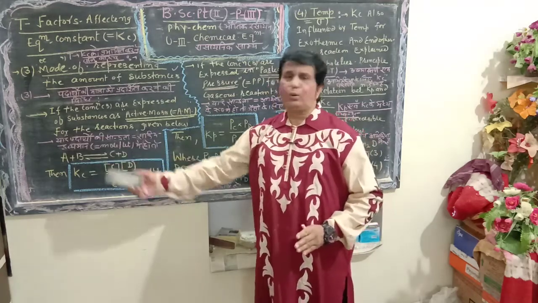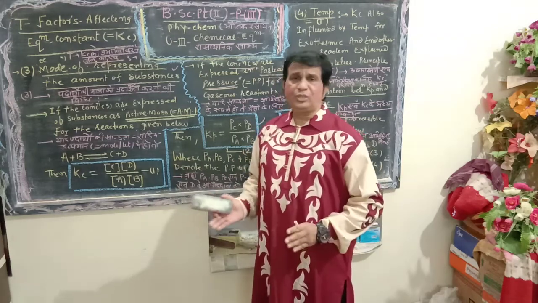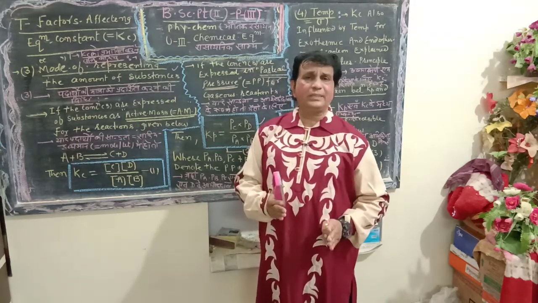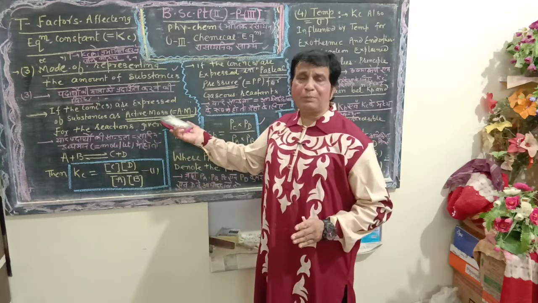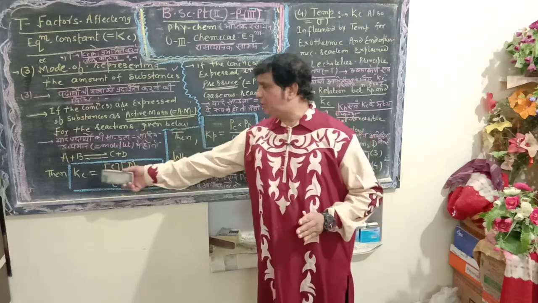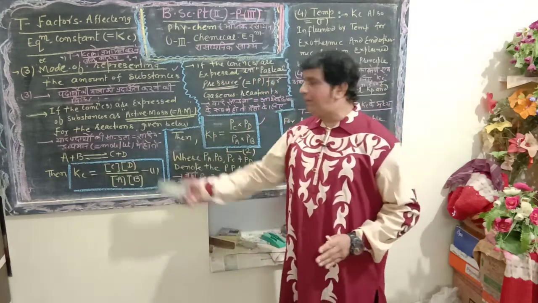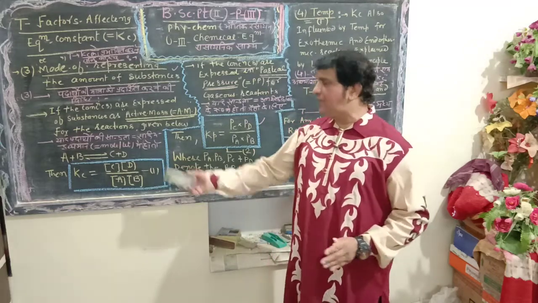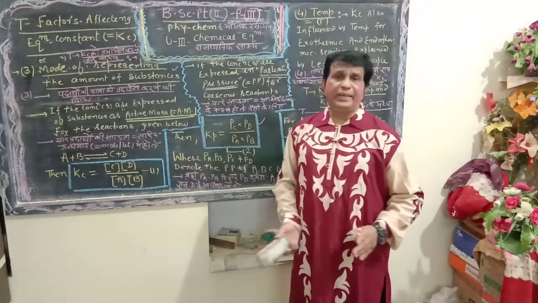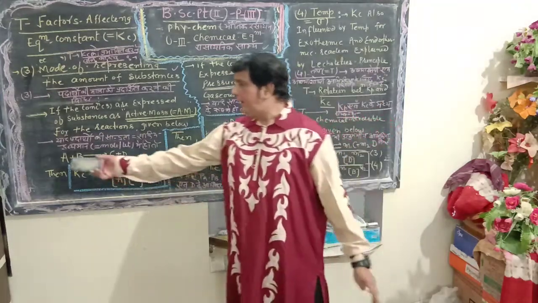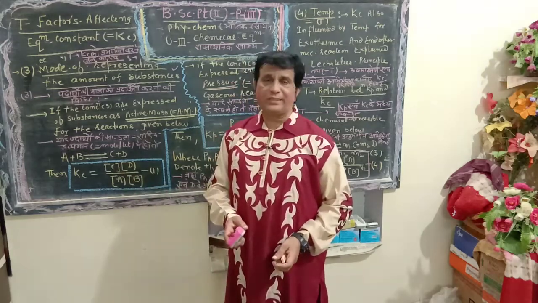Suppose reactant and product are present in liquid or solid phase. In such a position, the concentration will be expressed in terms of active mass. Kc is equal to active mass of C into active mass of D divided by active mass of A and active mass of B. Say that is equation number 1. Here A and B denote the reactants, and C and D denote the products.